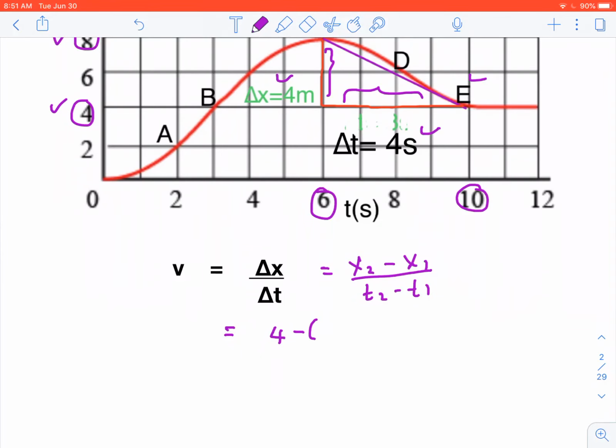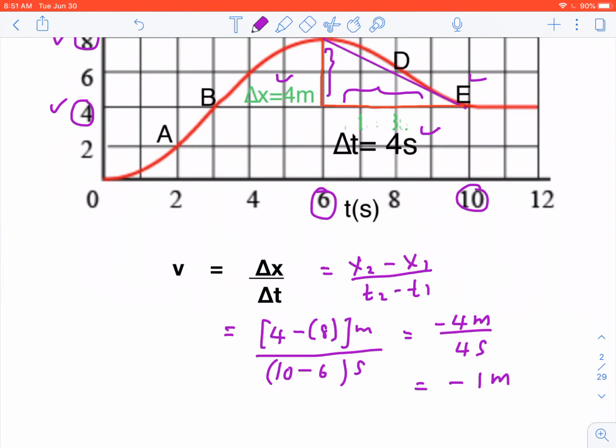That would be equal to 4 minus 8 meters, all upon 10 minus 6 seconds, and that gives us minus 4 meters all upon 4 seconds, and that gives us minus 1 meter per second. That means that is a negative velocity of 1 meter per second. So our average velocity is 1 meter per second, but it's moving in that direction.